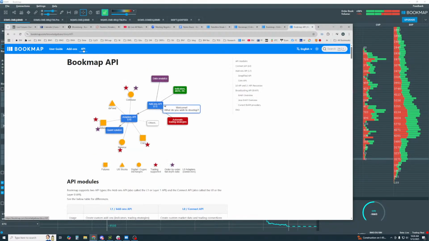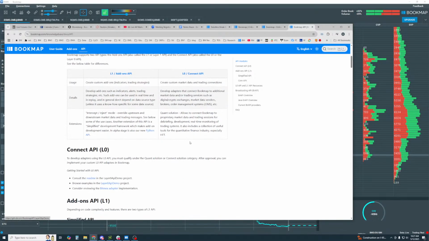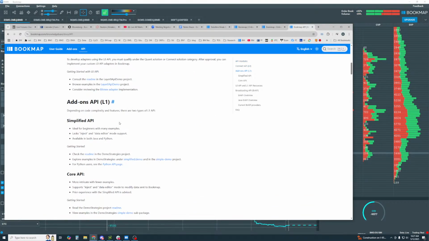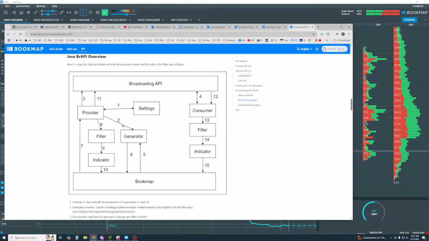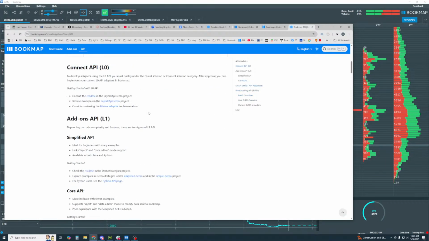Click on this one here. And if you're a coder or you want to talk to a coder to develop something personally for yourself, this is how you do it. So this is what to send your coder or programmer, and this will get them started.